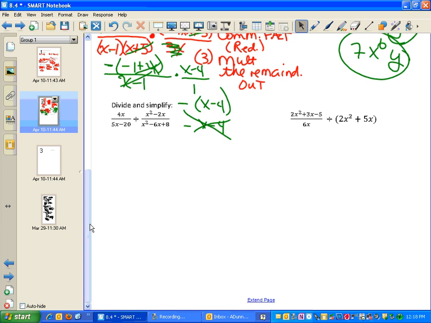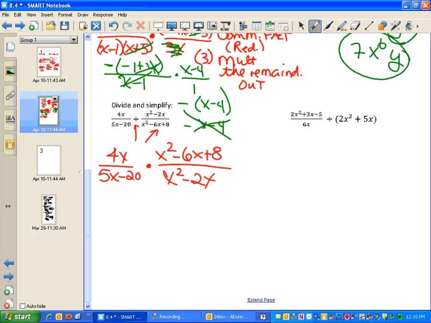Okay. All right. What do we know about when we divide by fractions? We multiply by the reciprocal. Which one do we multiply by? The first one or the second one? We flip the second one, don't we? When we divide by a fraction, we take the original one and multiply by the reciprocal of that second fraction. We say x squared minus 6x plus 8 over x squared minus 2x. Y'all with me? And now this is a problem like we've done before.